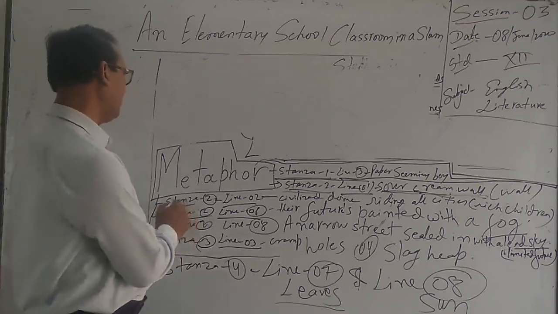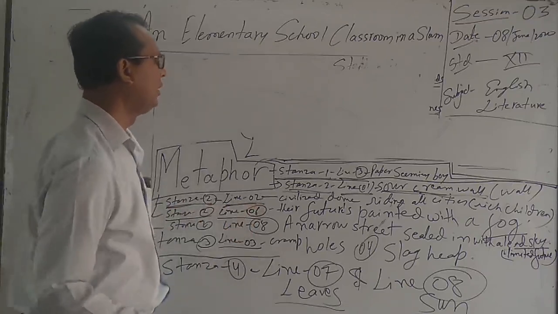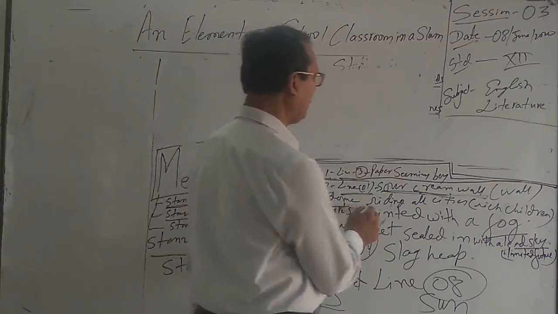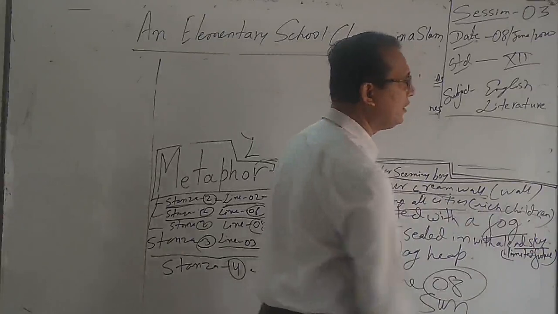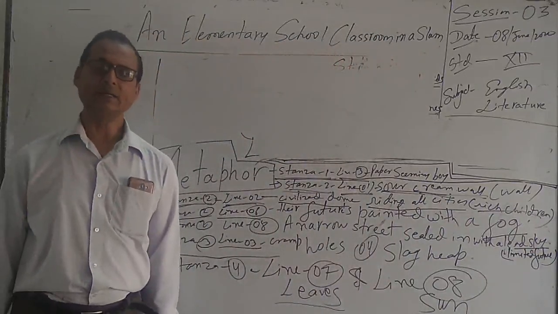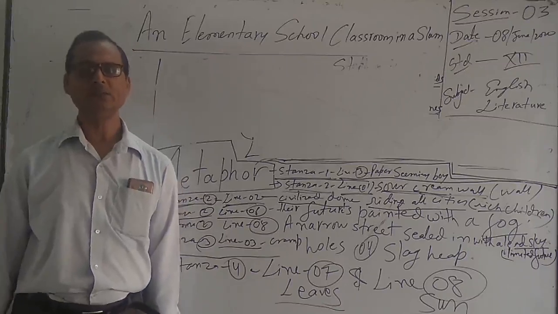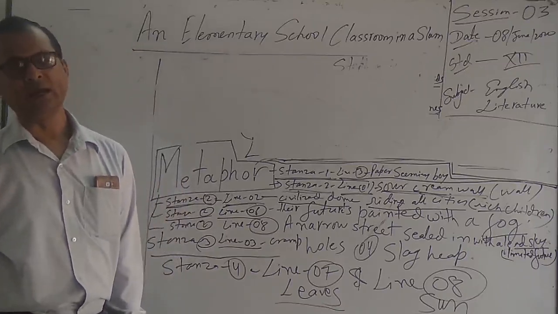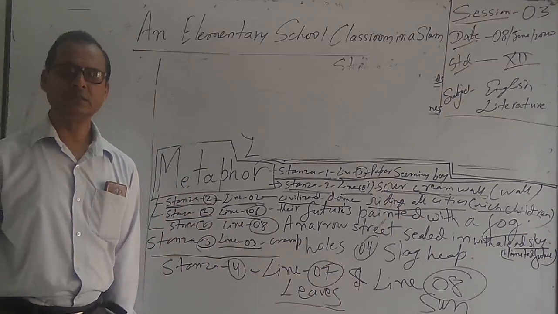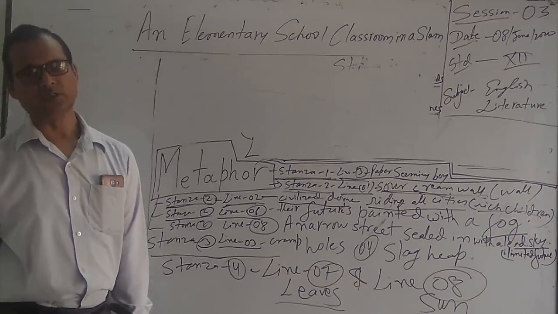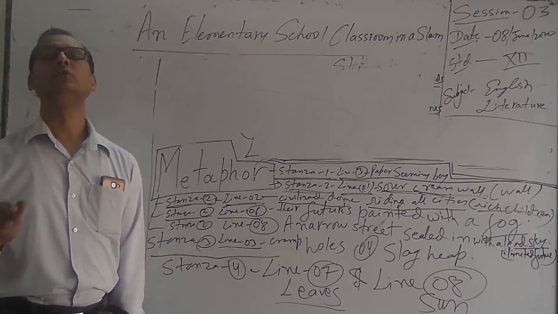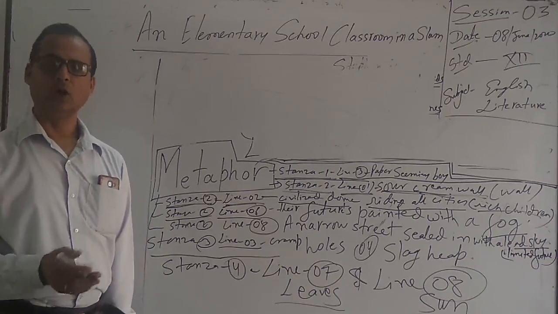Now, stanza 2, line 2. Here it says "civilised vision of all cities", which means rich children are getting all the facilities while these poor slum area children are not getting real facilities. The facilities should be given to these poor children also, so that they can be equal to those rich children of the cities.